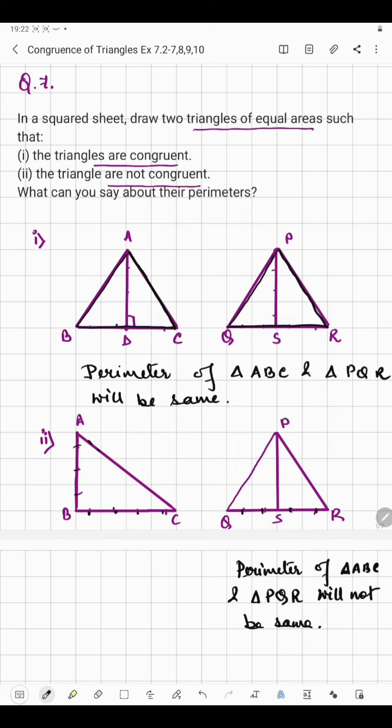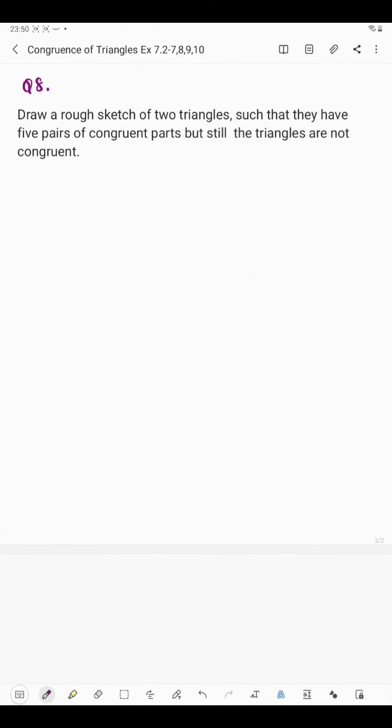Okay, so this was all about question number 7. Now coming to question number 8. Question number 8 says, draw a rough sketch of two triangles such that they have 5 pairs of congruent parts, but still the triangles are not congruent. So here we will have to draw two triangles in such a way that we will be having 5 pairs of congruent parts. Congruent parts means equal parts, but still the triangles are not congruent.